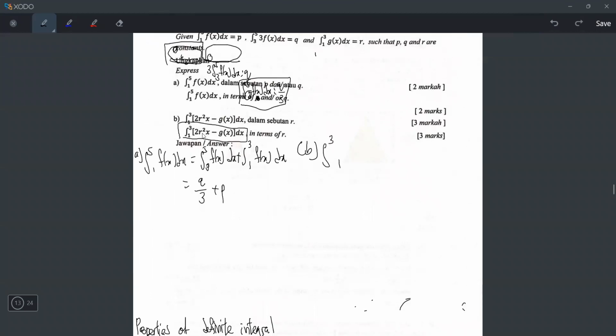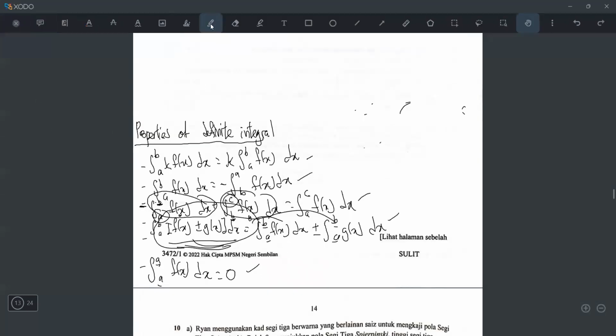So when you separate, it becomes what? Integrate 3, 1, the 2r square x, and then you have to write dx. Sometimes students forget to write the dx. And then minus, I will also follow minus integrate 3, 1 gx dx. Okay. Maybe some of you will ask, hey, where does the minus come from? I told you already, in the property, it's plus minus. It means if it's plus, then it will follow plus.